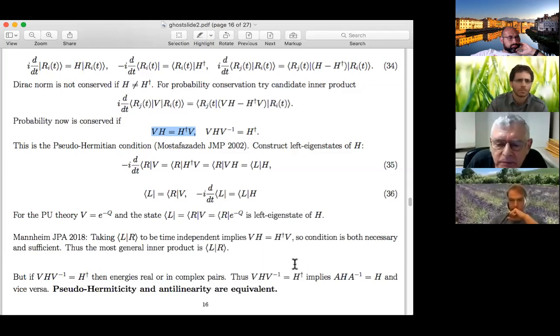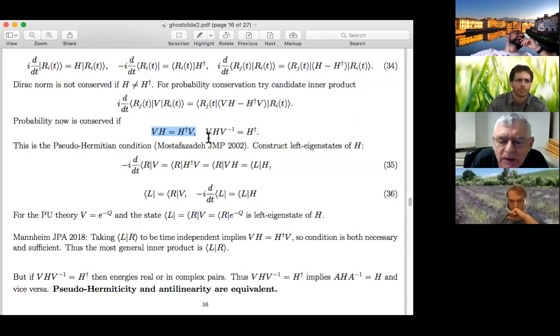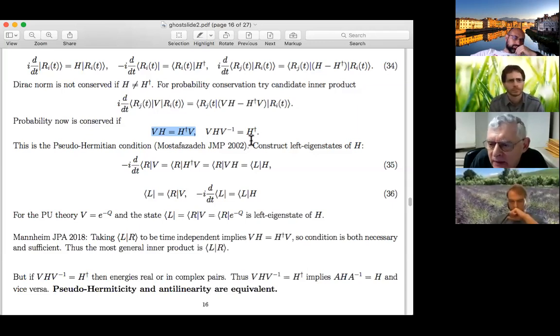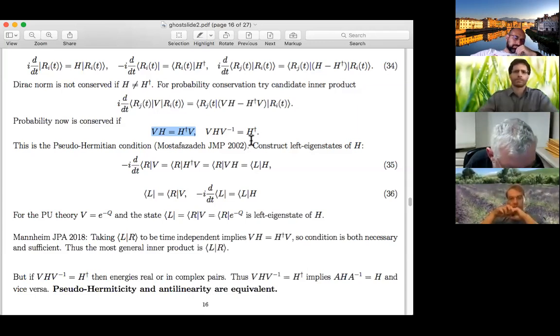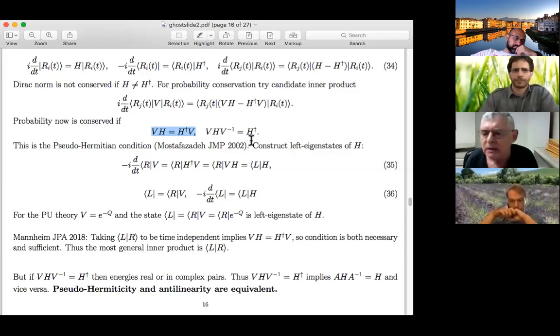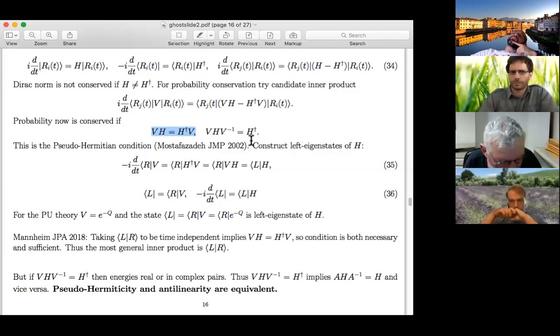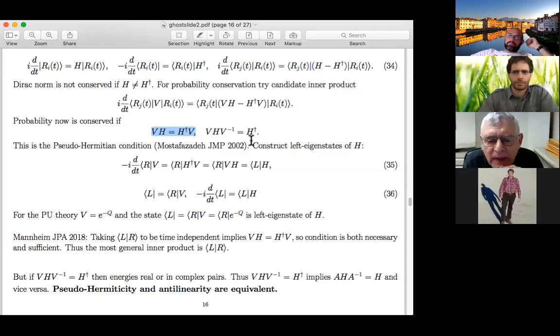Finally, the unitarity in this theory, since the unitary operator is e to the iHt, it becomes V U V to the minus 1 is U dagger. That's the unitarity condition. It's slightly different from the pseudo-unitarity condition that was discussed earlier by Alessandro, that e to the minus iHt is e to the iH dagger t. This is a different condition, and that's the unitarity condition which is the correct one.